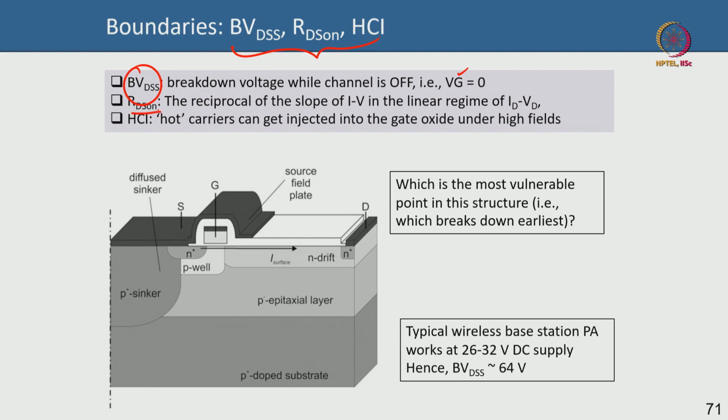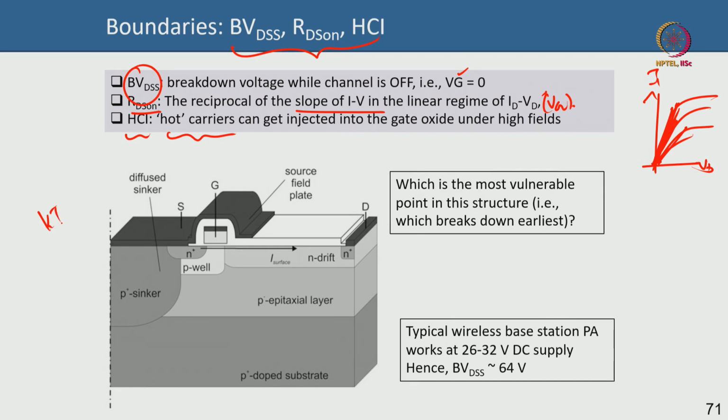RDS on is the on resistance, the reciprocal of the slope of the IV in the linear region, the ID-VD, you have this, right. So of course the slope keeps changing with gate bias, so you have to define this at a certain gate bias, and that is your on resistance. HCI means hot carrier injection. Hot carriers are the carriers that have significantly higher energy, much higher than kT in a way.